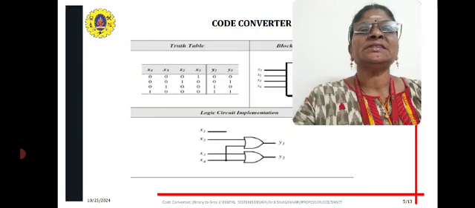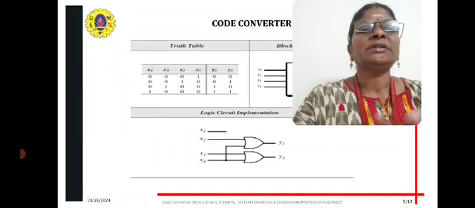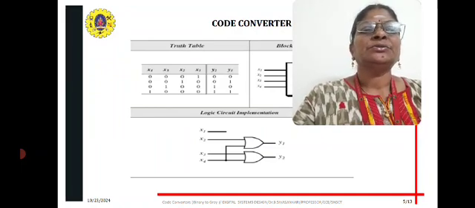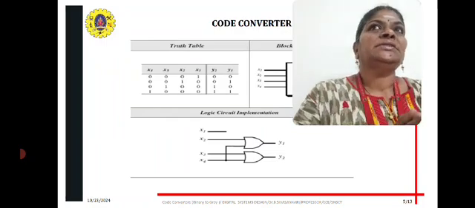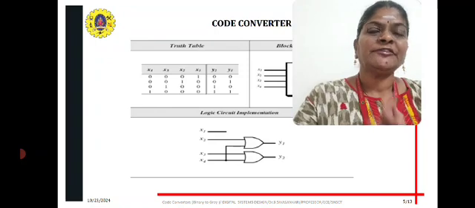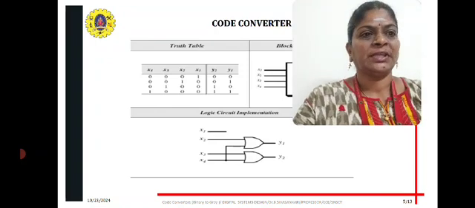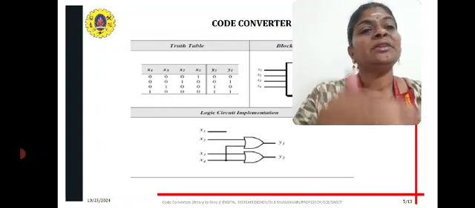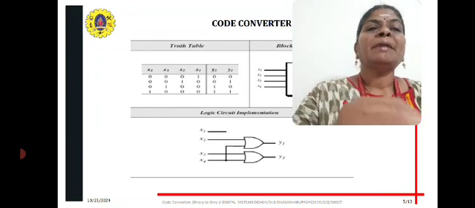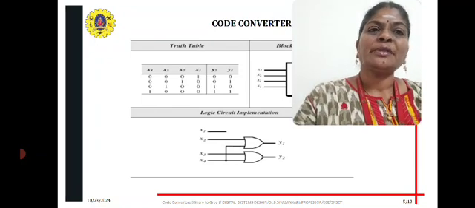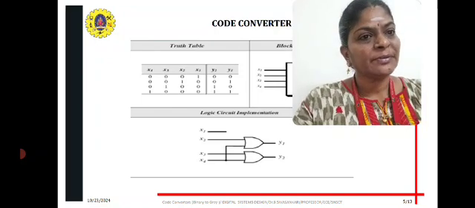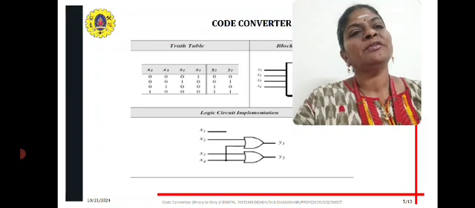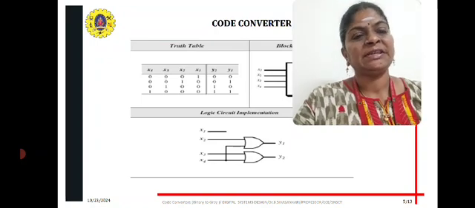So first let us discuss what a code converter is. Here you should know the difference between binary and BCD. Binary means hexadecimal from 0 to 15, and BCD means we consider only 0 to 9. We should not go for the A, B, C, D, E, F conversion.